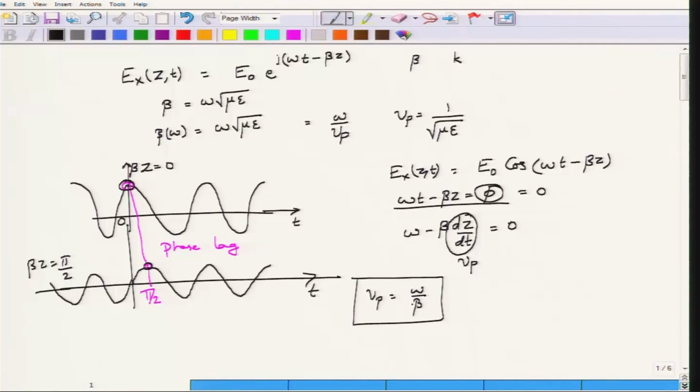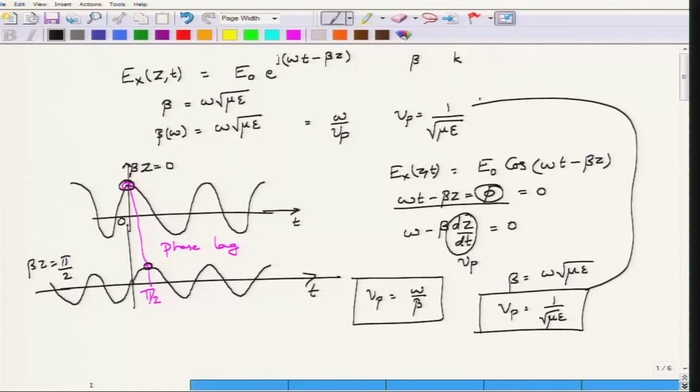And since for free space beta would be linearly proportional to omega with this proportionality factor, we have Vp is equal to 1 by square root mu epsilon. This is the reason why I called this constant Vp as 1 by square root mu epsilon, because I knew beforehand that this would be the velocity of the constant phase point for a single frequency wave which is propagating along the z direction. This is important, it is a single frequency wave having a frequency of omega.